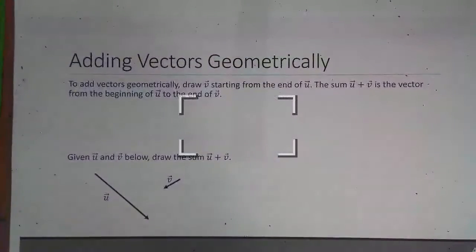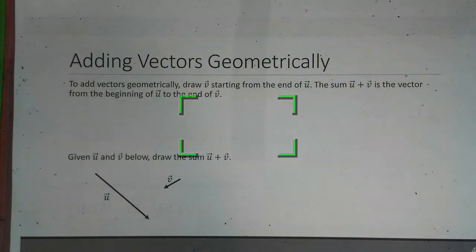We are actually able to add, subtract, and multiply vectors, which is pretty cool. We're going to start by adding them geometrically. To add vectors geometrically, draw v starting from the end of u. Then the sum u plus v is the vector from the beginning of u to the end of v. And hopefully this will make a little bit more sense once we have an example.